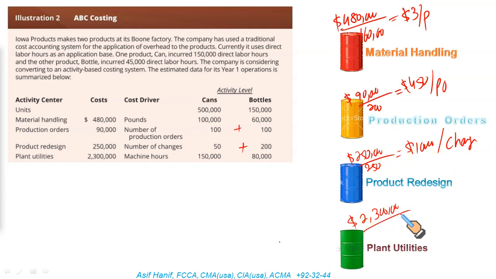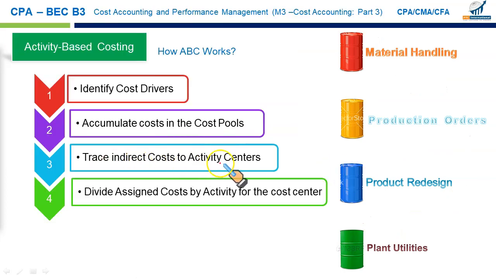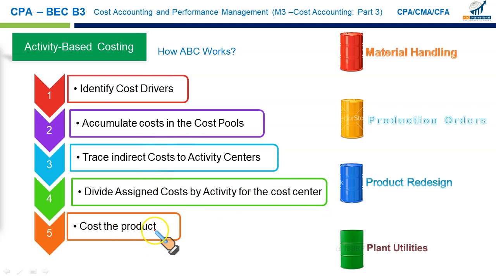And lastly, plant utilities, 2.3 million. It is driven by machine hours, 150,000 and 80,000 combined, 230,000, and that gives you a rate of $10 per machine hour. Now this makes much more sense. So we have traced indirect cost to the activity centers. The next step is to divide assigned cost by activity for the cost center, which we have. And now the last step will be to cost the product. So we identified different cost drivers and cost pools, costs were assigned to these cost pools, and we identified a rate. Then the last step is to cost the product using ABC.